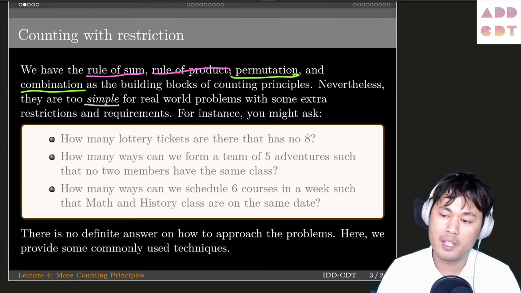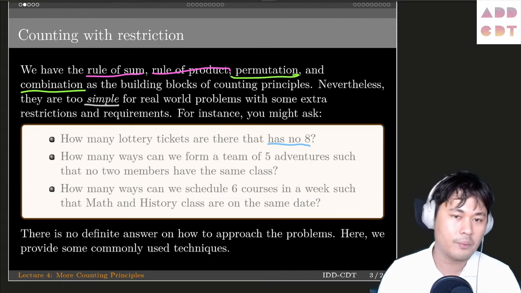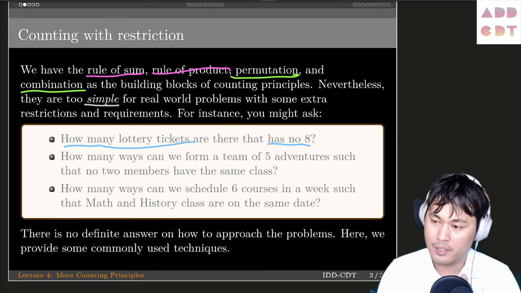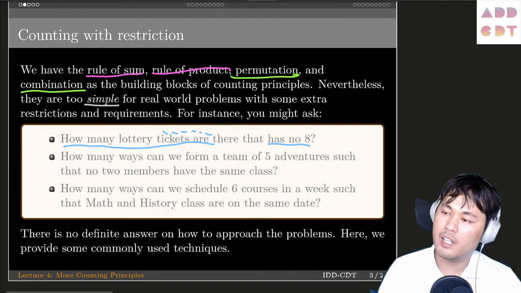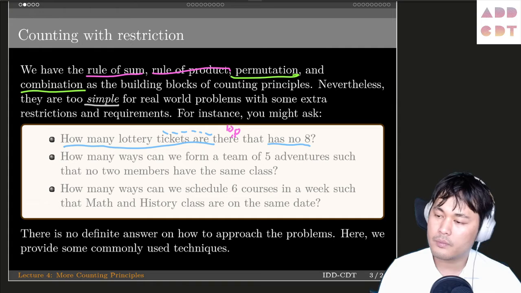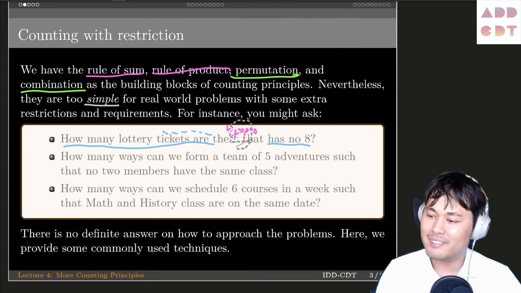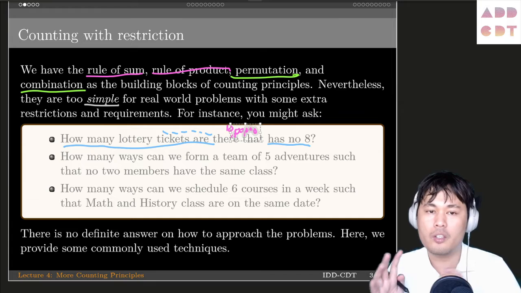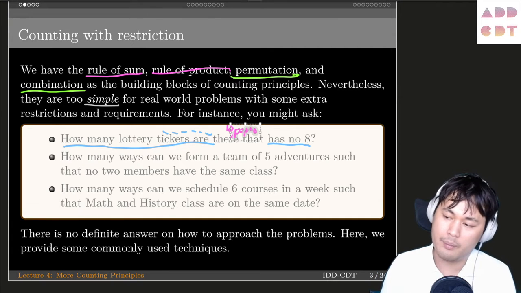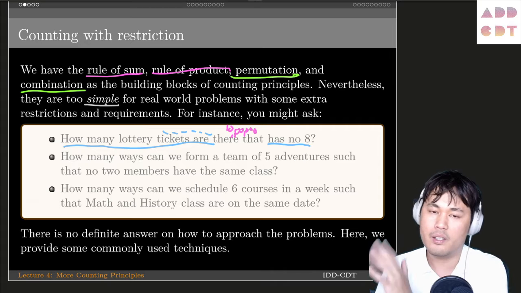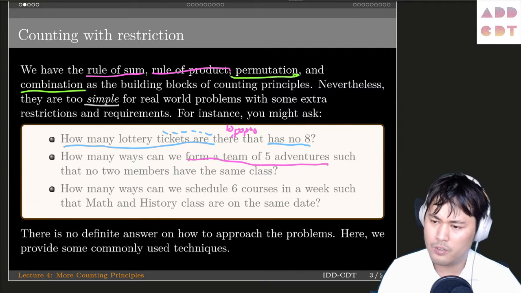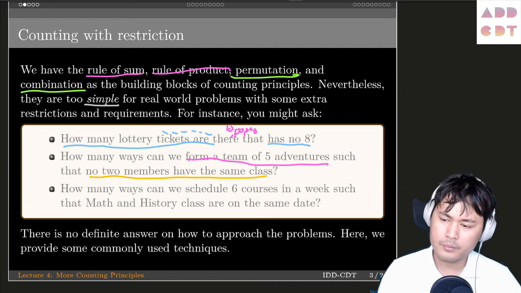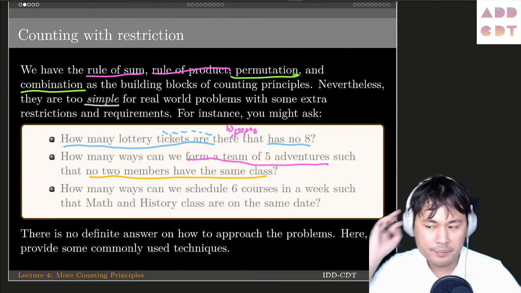For example, we may ask how many lottery tickets are there that have no 8. If you count how many lottery tickets there are, let's say it's the Thai one where you have 6 digits, so the number is a million. And then among those million tickets, how many of them have no 8? Then you use a different technique. Or you can ask how many ways you can form a team of 5 members, such that two members have the same class.